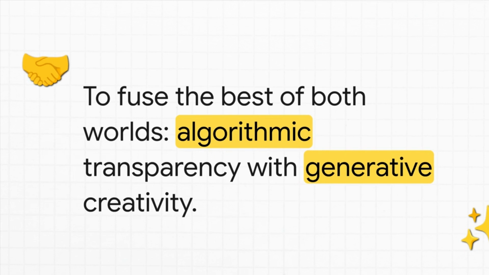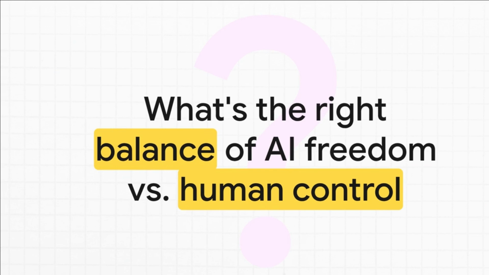When you boil it all down, what we're really talking about here is creating this perfect fusion. It's about combining the transparent, controllable world of rules made by people with the amazing creative power of generative AI. It's a true partnership. And that leaves all of us with a really huge question to think about for the future. As these incredible tools continue to evolve, what is the right balance? How much freedom should the AI have? And how much human control do we need to keep our learning tools truly trustworthy?